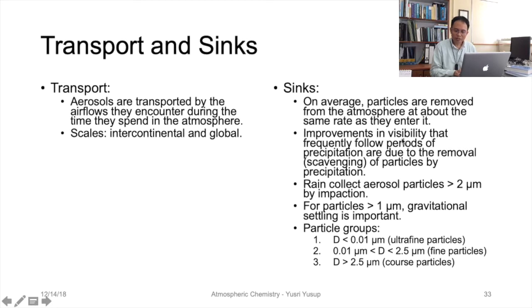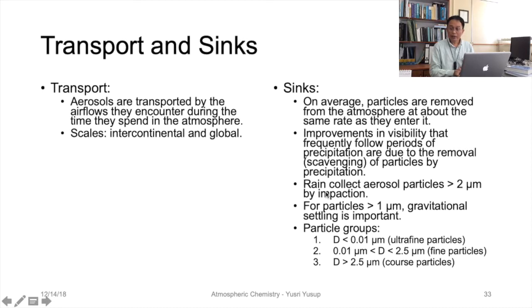And improvements in visibility, there's a reduction of visibility when there are increased concentrations of tropospheric aerosols. When there's an improvement of the visibility, it comes from atmospheric processes such as precipitation that are able to remove the tropospheric aerosols through the process called scavenging.